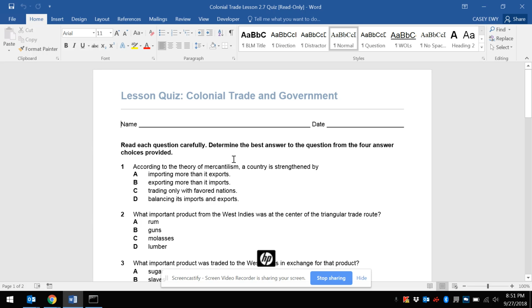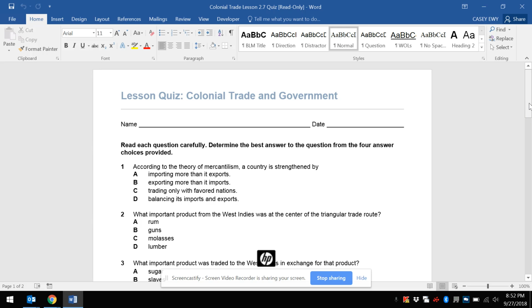Number 1. According to the theory of mercantilism, a country is strengthened by A. Importing more than it exports, B. Exporting more than it imports, C. Trading only with favored nations, or D. Balancing its imports and exports.